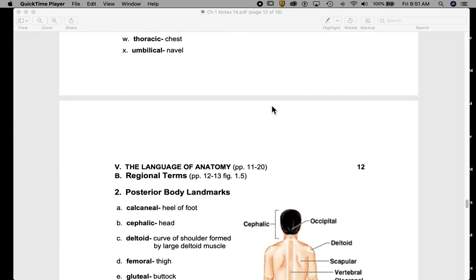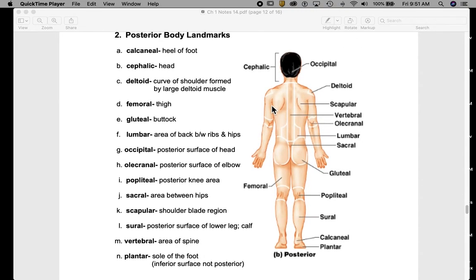And I'm going to finish up with the posterior. There aren't as many here. So the heel bone is called the calcaneus. So the calcaneal is the bottom heel right here. The head region is called cephalic. It has an F sound, cephalic. And that's the whole head region.